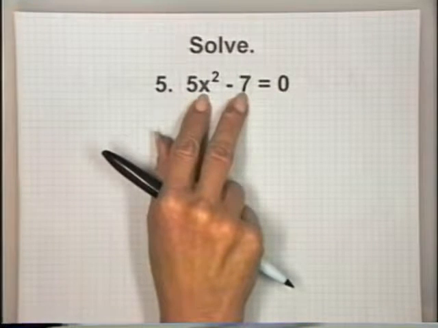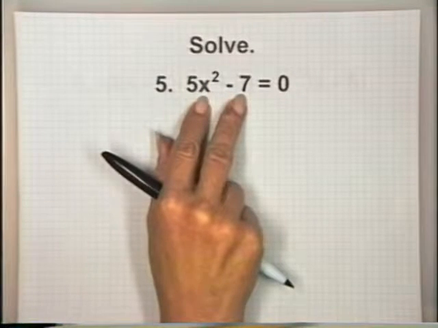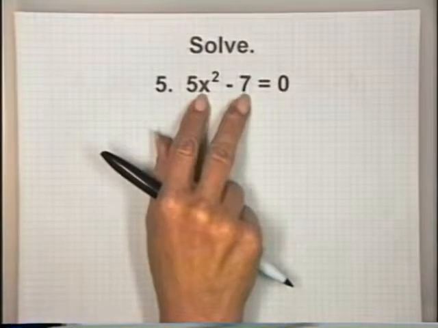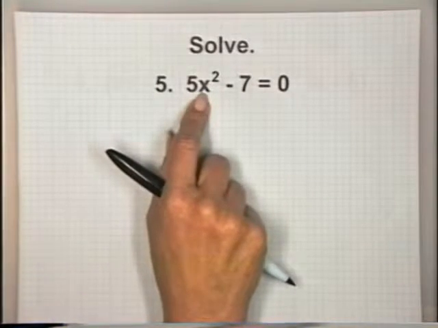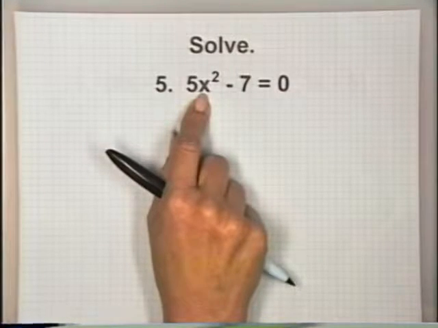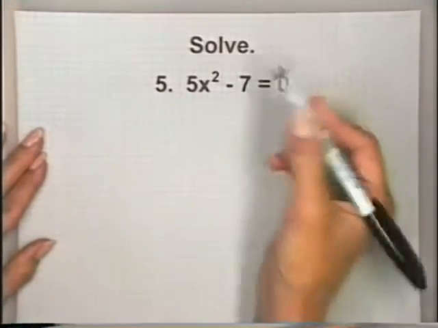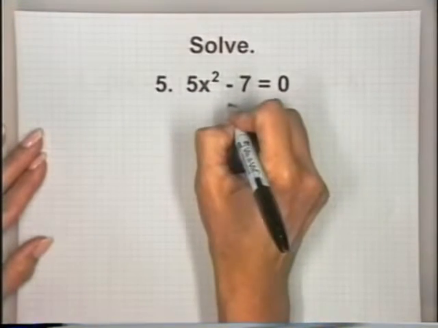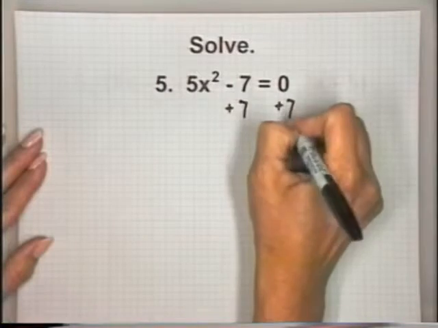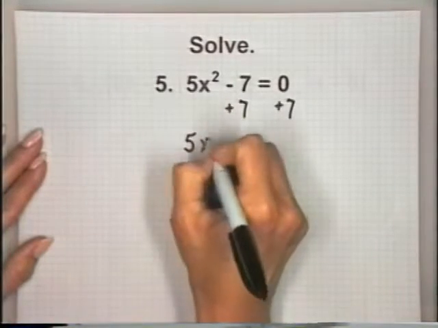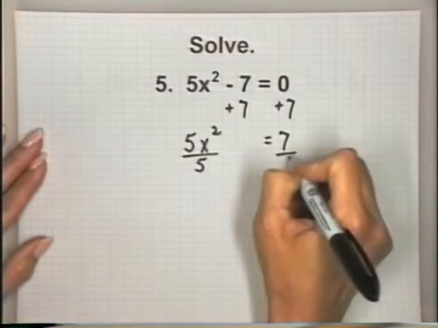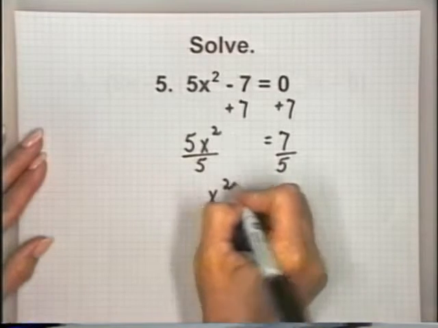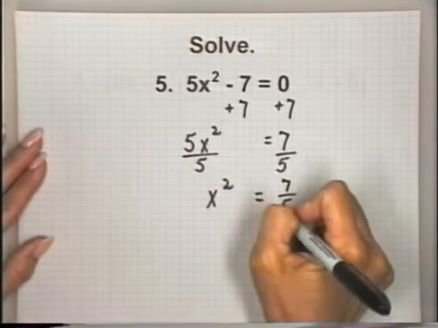Now, this time when I am missing the linear term, I am going to extract roots. What I need to do is to isolate the x squared term. I need to solve for x squared, and then I will use my extraction of roots theorem. So, to isolate the x squared, let's add 7 to both sides. We have 5x squared equals 7. Let's divide by 5. We get x squared equals 7/5.